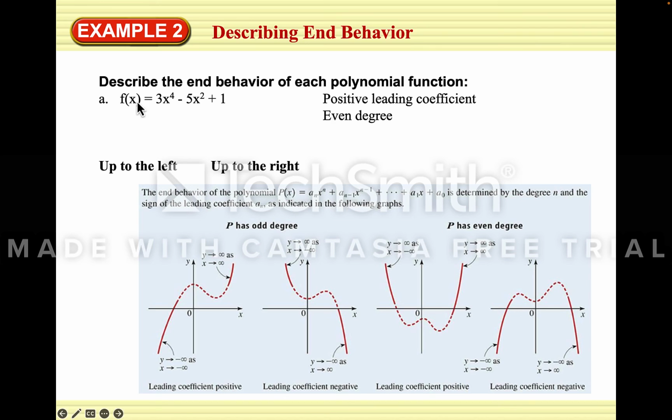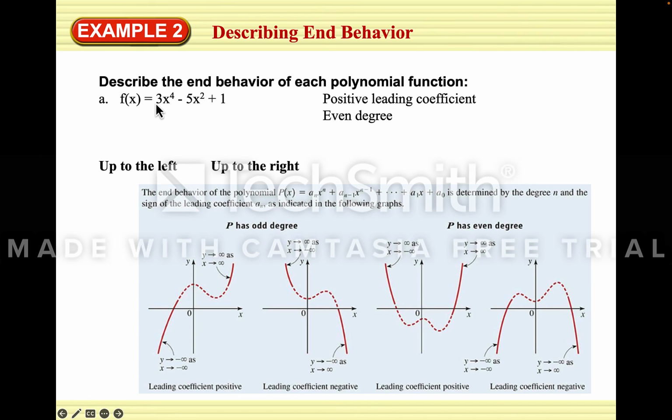Let's look at f of x equals 3x to the 4th minus 5x squared plus 1. We don't really care about the other terms. We just care about this first term. It helps to do a quick scan, just make sure it's in standard form. It is. I've got my highest degree here in my first term. So the degree for this polynomial is 4, and so that means I have an even degree. Okay, so I'm going to be over here where the even degrees are.